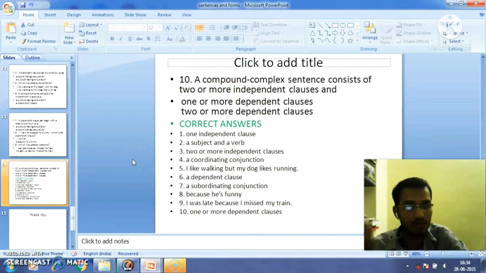This is all about sentences and their types based on structure.